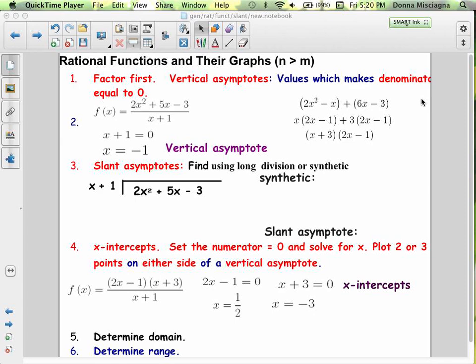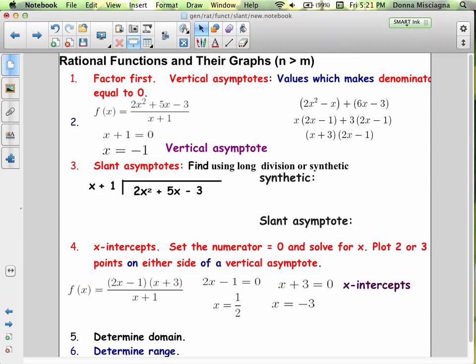All right, so we can see we have no repeating factors. 2x minus 1, x plus 3 does not match x plus 1, so there are no holes. We have one vertical asymptote. We set x plus 1 equal to 0, x equals negative 1 is the vertical asymptote. Again, you have a choice on this one, whether you use synthetic or long division. It makes no difference to me so long as it's appropriate for the problem. We're going to do both ways. Let us first use long division.